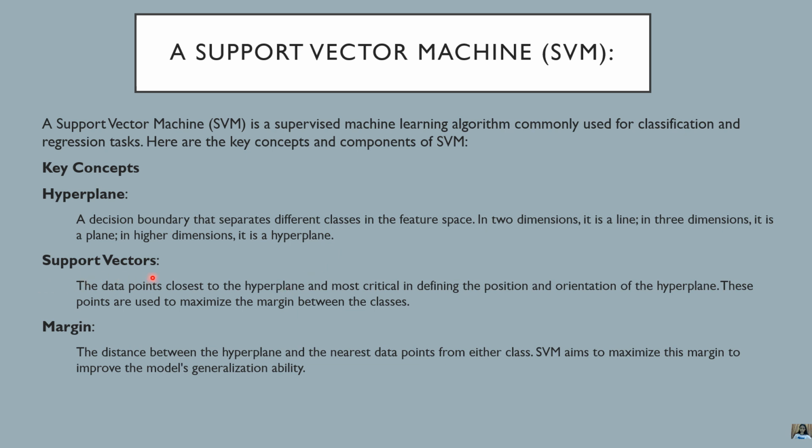Next comes the support vector, the data point closest to the hyperplane and the most critical in defining the position and orientation of the hyperplane. These points are used to maximize the margin between the two classes. What is the margin? The distance between the hyperplane and the nearest data point from either class. SVM aims to maximize it and improve the model's generalization ability.